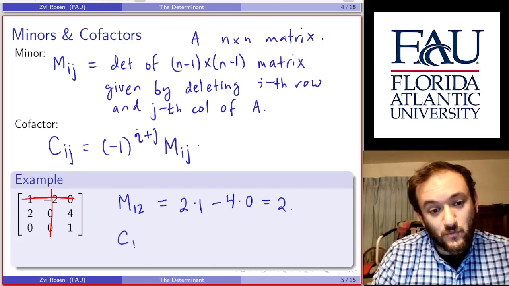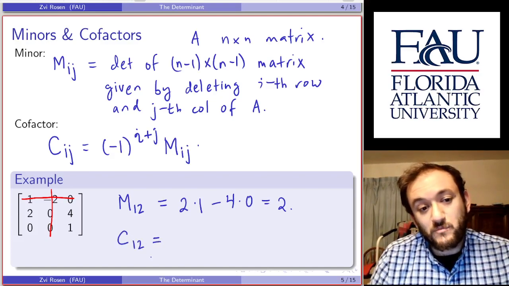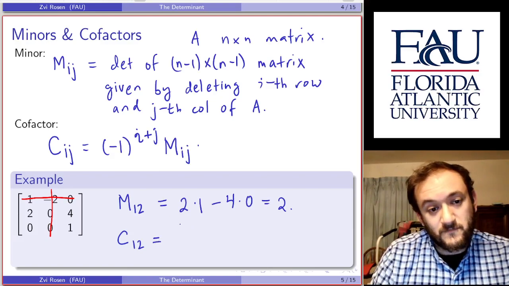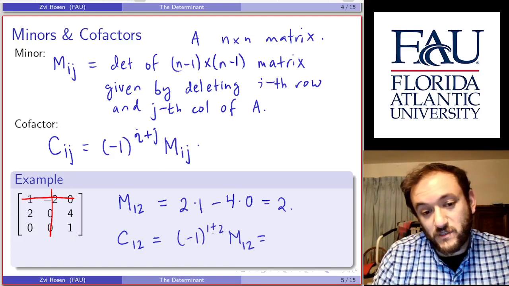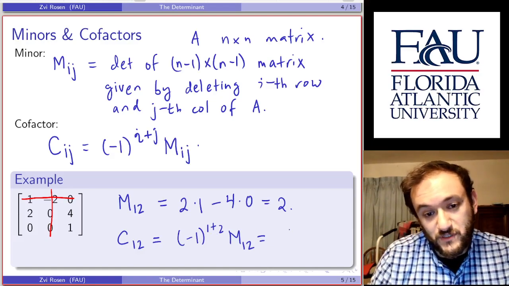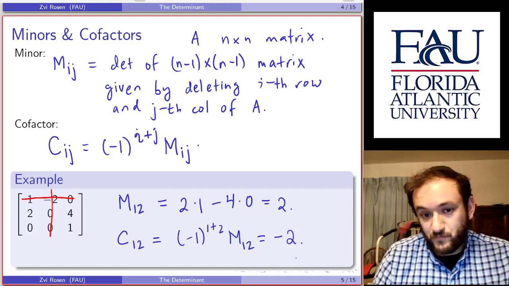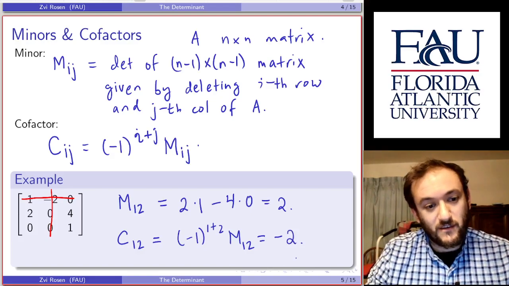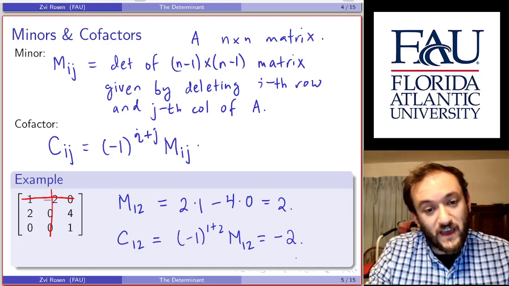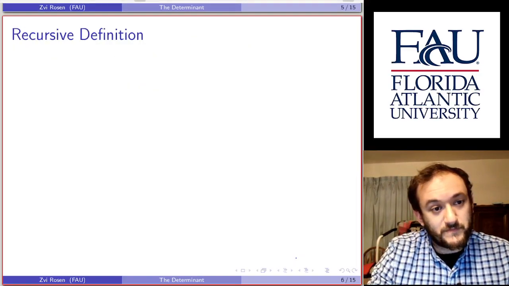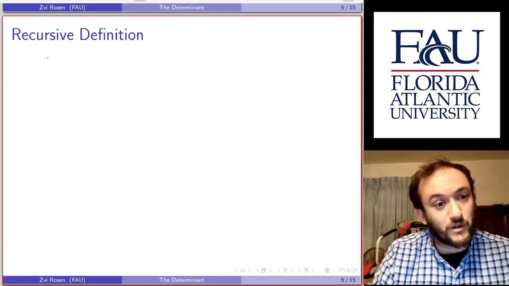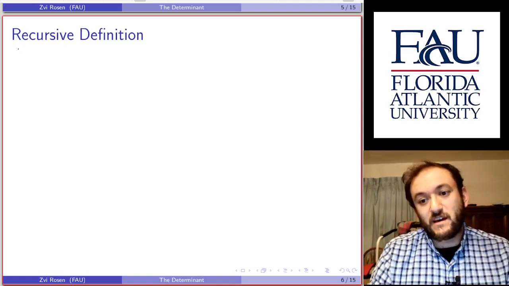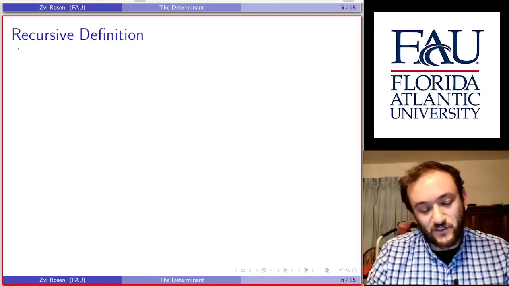As for C12, that would be given by minus 1 to the 1 plus 2 times M12. The minus 1 to the 3 is minus 1. M12 is 2, so we're left with minus 2. Hopefully that's a clear example of a minor and a cofactor. And that gives us a recursive definition for a determinant. And recursive means you use the small cases to define the larger cases.